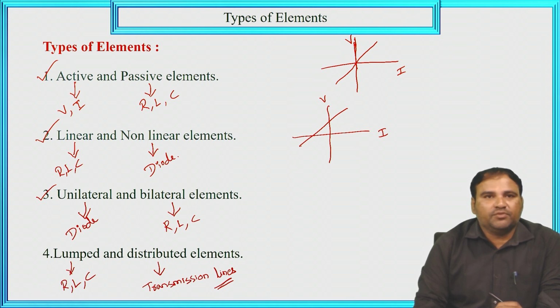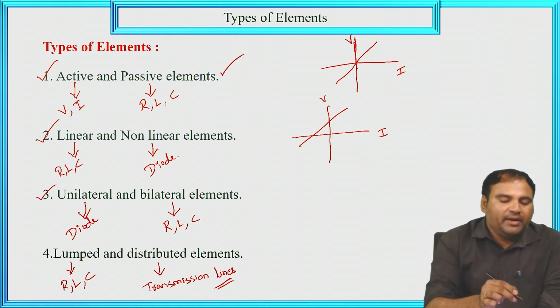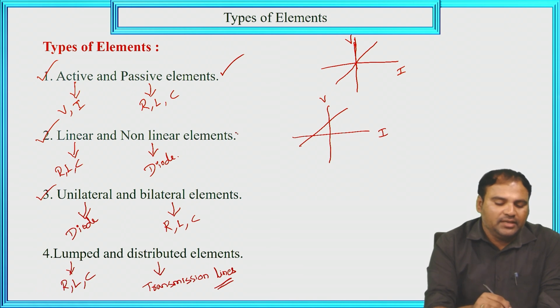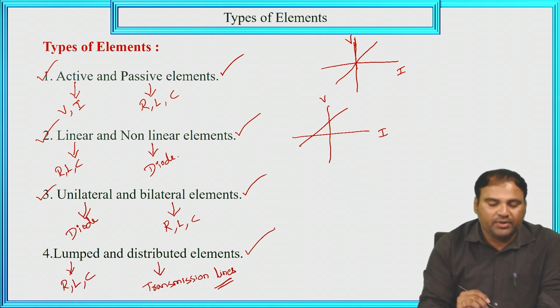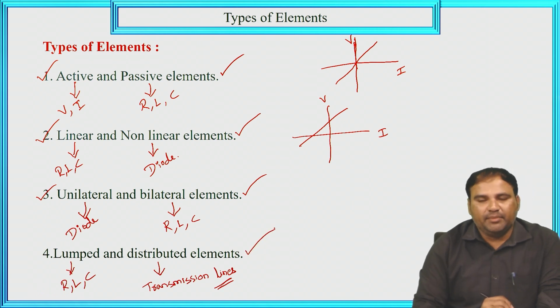Okay, so first one is active and passive elements, second one is linear and non-linear elements, third one is unilateral and bilateral elements, and fourth one is lumped and distributed elements.